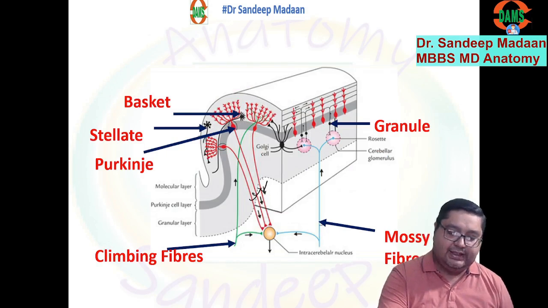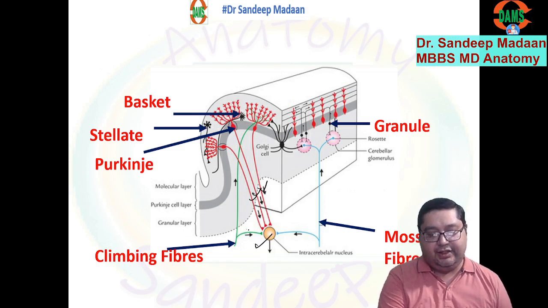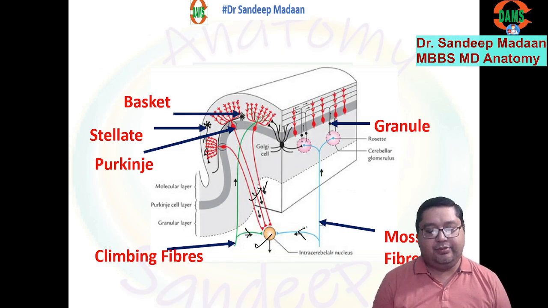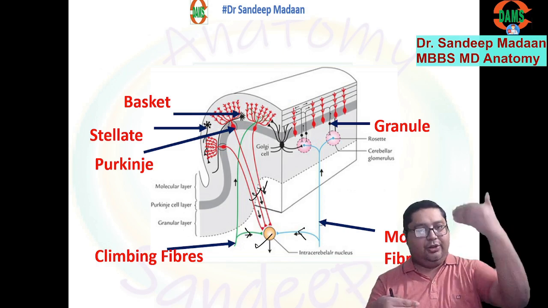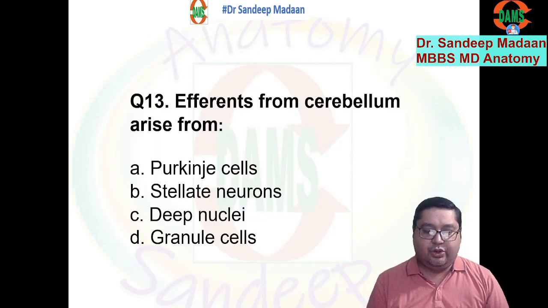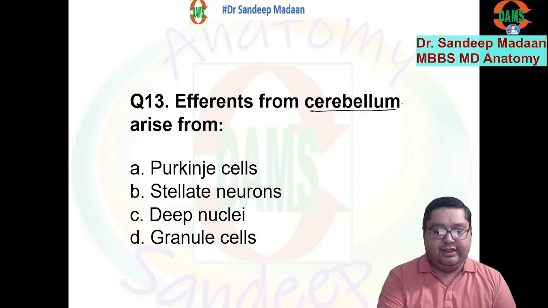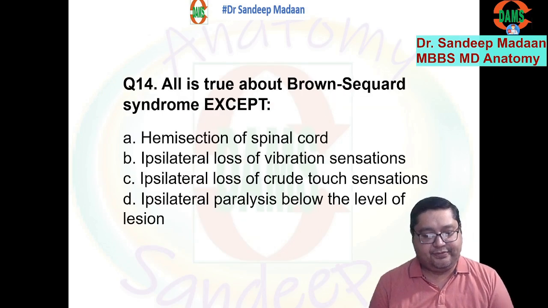So Purkinje cell is the output of the cortex, but what is the final output is the deep nuclei. Because in the meanwhile deep nuclei has received the message from both climbing and mossy side, or Purkinje side also. So if they ask from the cortex, their answer will be Purkinje, but they are asking from the cerebellum as a whole, answer will be deep nuclei.